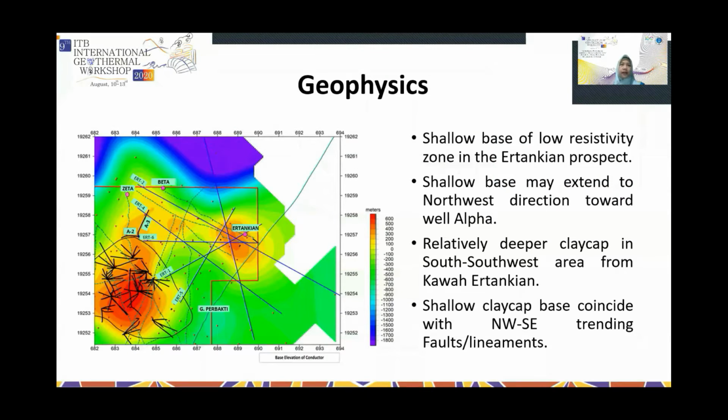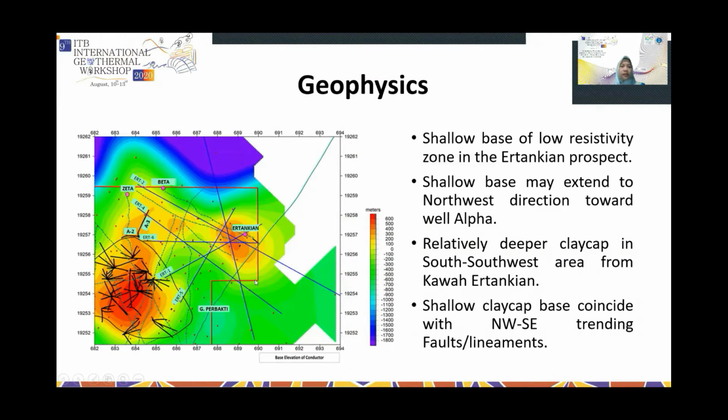An extensive area of low resistivity is distributed across most of the Ertankian prospect area. Low resistivity zones are found around the Ertankian thermal manifestation complex and broaden to the far northwestern Warm Spring in Beta and Gunung Perbakti in the southwest. These low resistivity zones can be due to several types of clay-rich deposits such as volcanic clastic clays, sedimentary basin clay deposits, or smectite argillic clay alteration overlying a geothermal system.